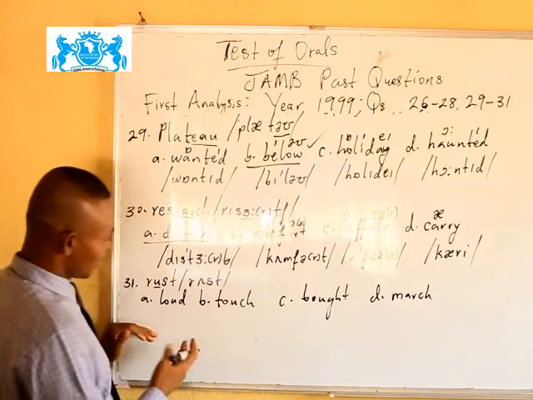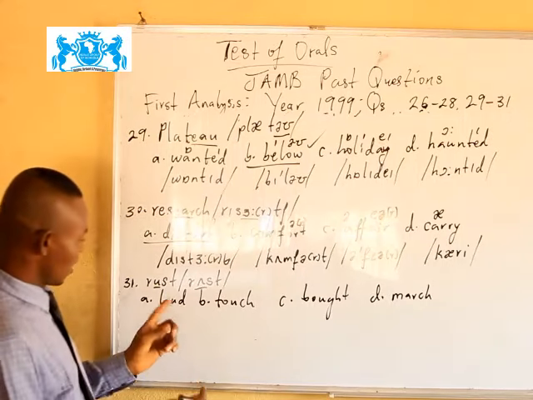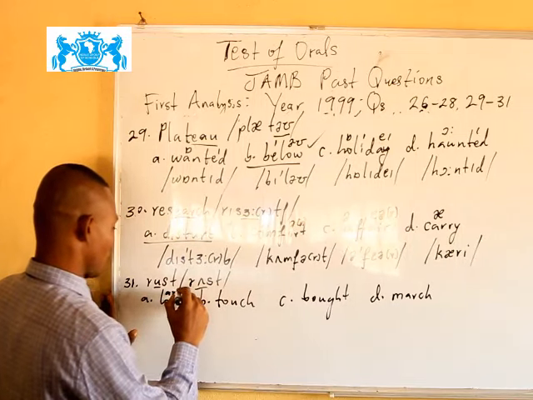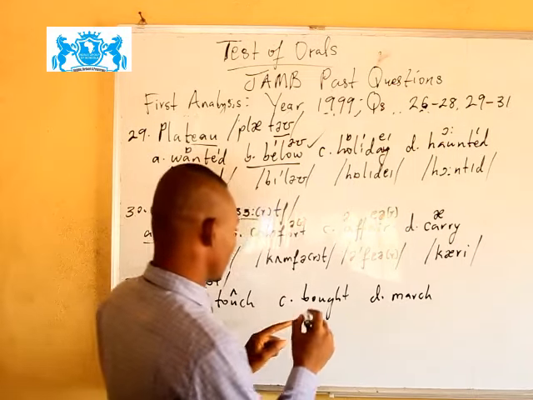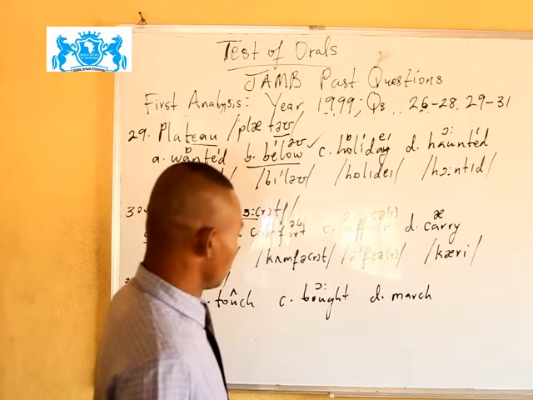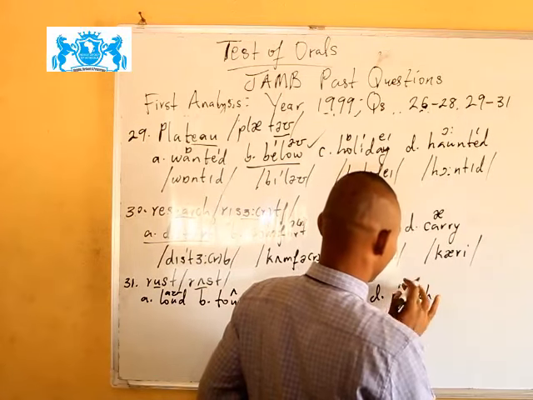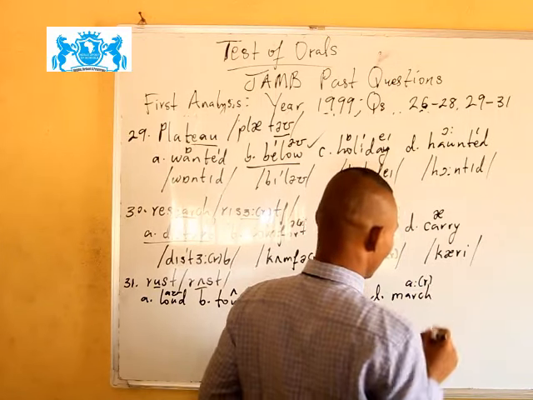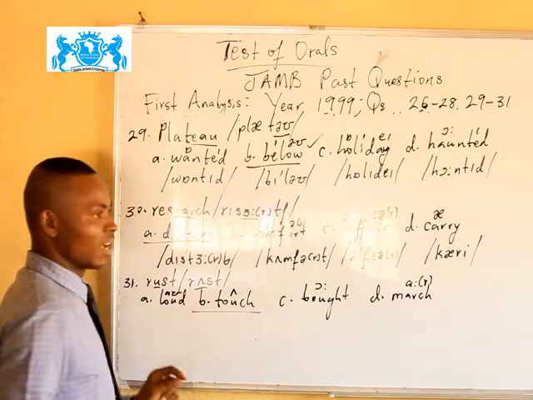Now we look at the words. We're looking for the silent R sound. So here we have loud, out sound. Here we have touch. Here we have bought, bought, long O sound. And here we have march. Like you place the R. So from this, our answer is this.